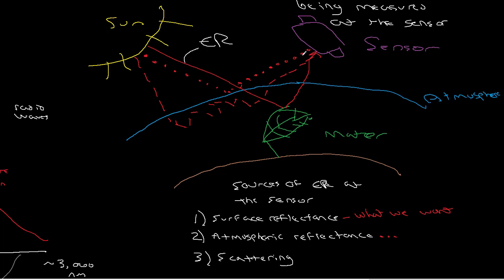Okay? So hopefully that makes sense, this idea that we have these three different sources. What hit the matter, what hit the atmosphere, and what was bouncing around. That are all three contributing to what is actually being measured at the sensor.